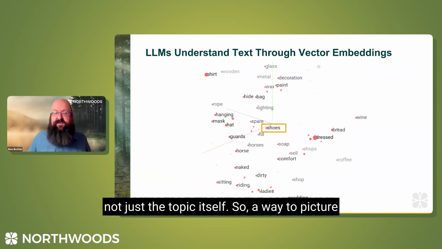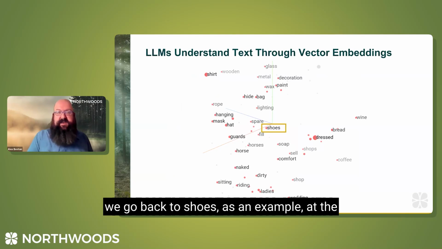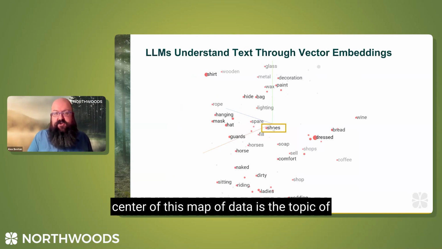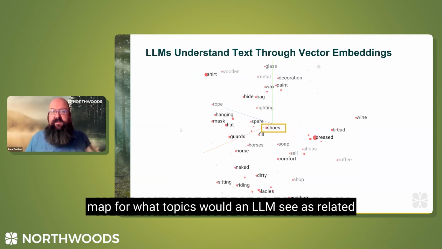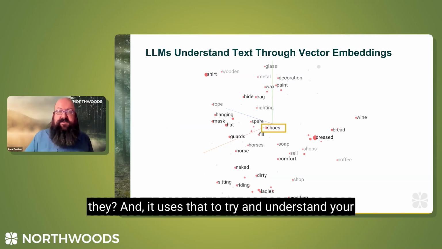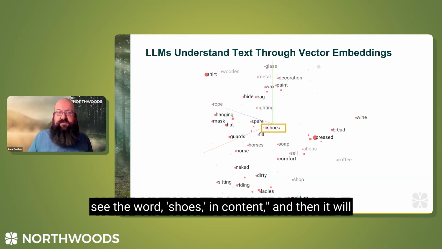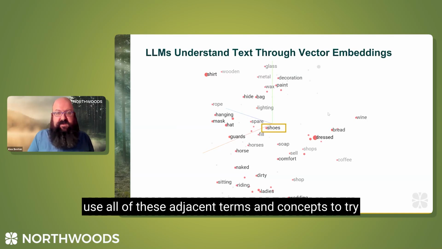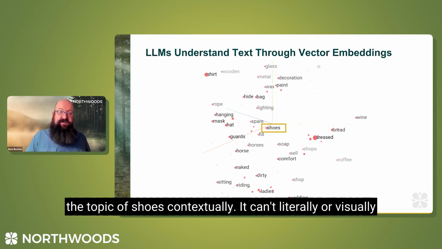A way to picture this visually is, again, with shoes as an example. At the center of this map of data is the concept, or topic, of shoes. This is actually a visualized vector embedding map of what topics an LLM would see as related to the topic of shoes, and how closely related they are. It uses that to understand your topic in context. So it will say, I see the word shoes in content, and then it uses all of these adjacent terms and concepts to understand what you're trying to communicate and understand the topic of shoes contextually.